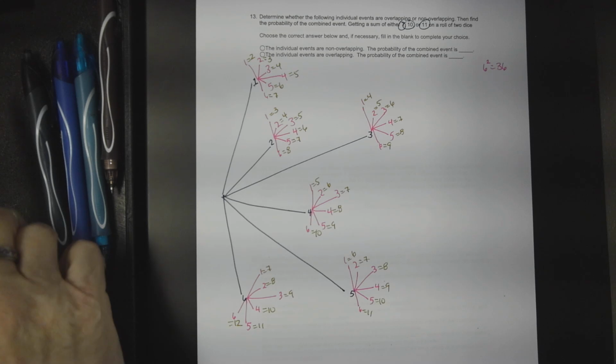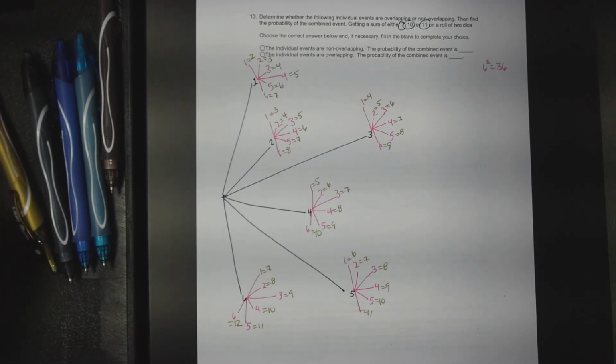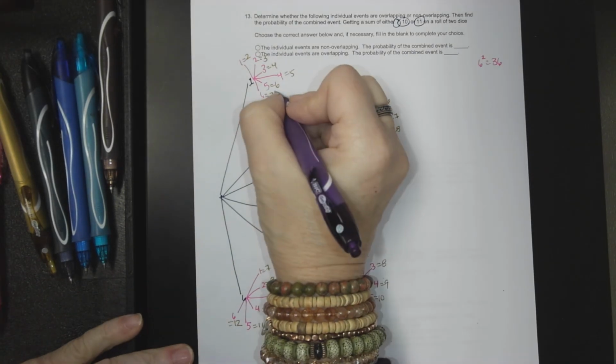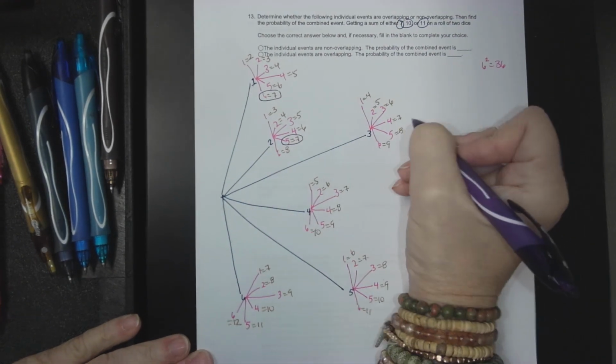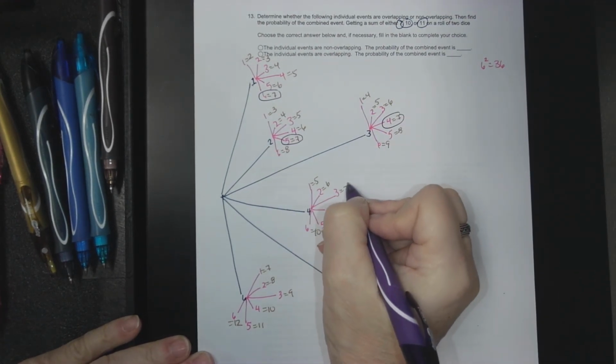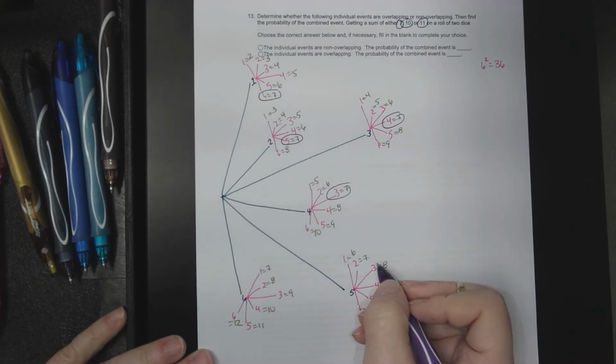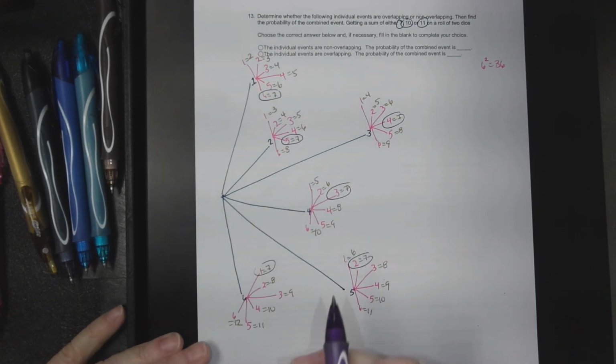So let's get a different color now, because I love the colors. So we're going to circle all the 7s, all of the 10s and all of the 11s. So here we have a 7, right? Here we have a 7. Here we have a 7. Here we have a 7. Here we have a 7. And here we have a 7.